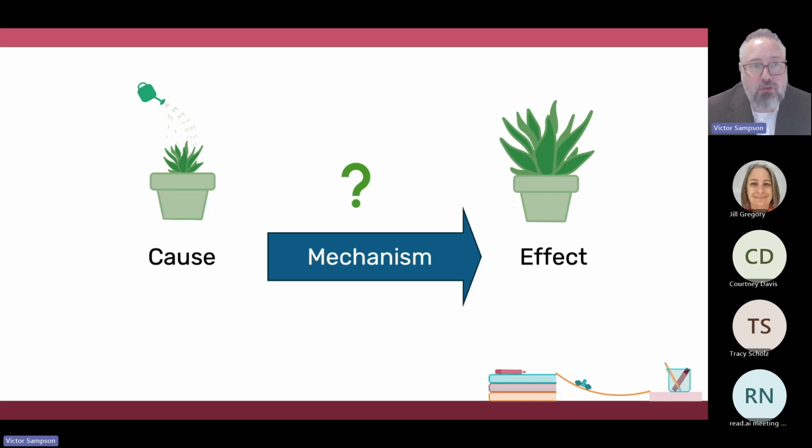unseen. So, for example, in life science, you may see a cause: if you take a plant and you add water to it, over time you'll get a larger plant, right?